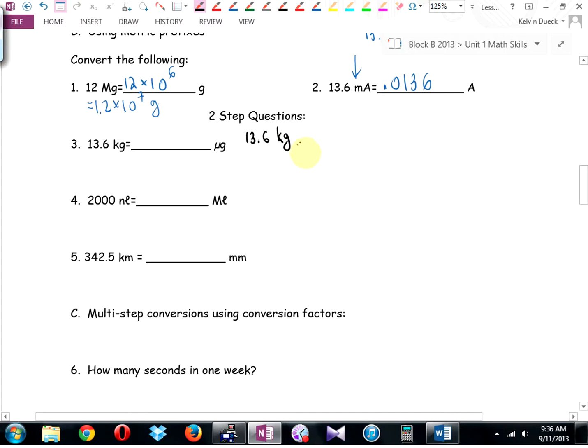I'm going to multiply by a conversion factor. Now, my strategy is going to be this. I'm going to go from kilograms to grams, because I can do that, and then from grams to micrograms. It's going to be a two-step chain.